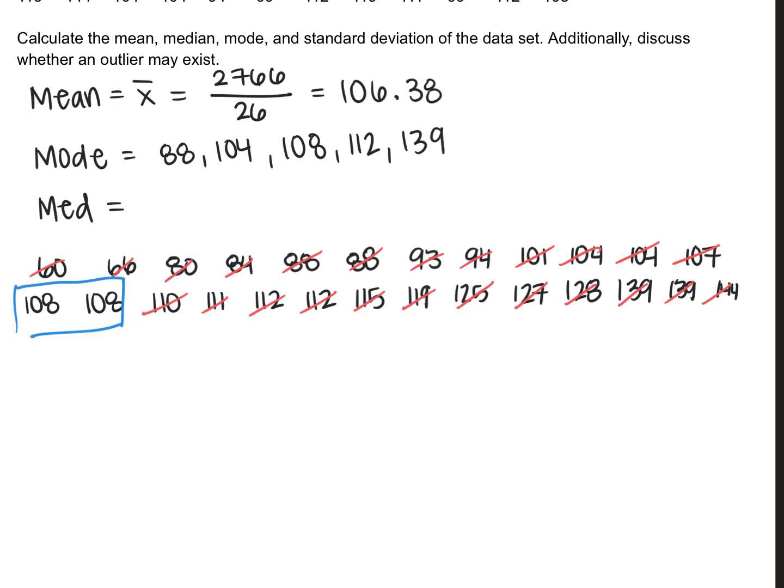And the reason this happened is because there are an even set of numbers in our data set. If there were an odd set of numbers, I would have ended up with 1 number left in the middle. Because there are 2 and they happen to be the same, I know my median is 108. If these numbers had not been the same, I would have then needed to add those 2 numbers together and divide by 2 in order to get the median.